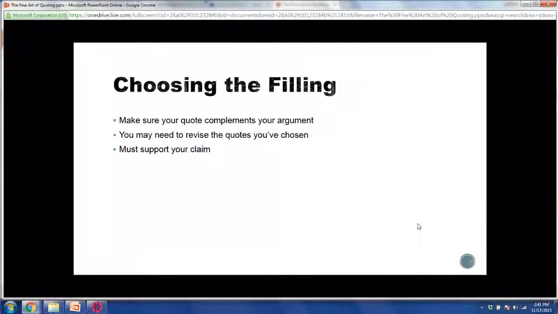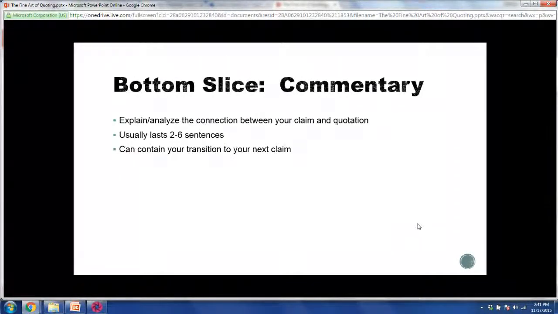And then you have to choose the filling. You want to make sure that your quote complements your argument, that it actually fits what you're saying. Sometimes you may need to revise the quotes you've chosen. You may choose a lot of quotes that you think are great and want to use, but then you find out they really aren't the best evidence for your claim and you need to remove them or revise them.